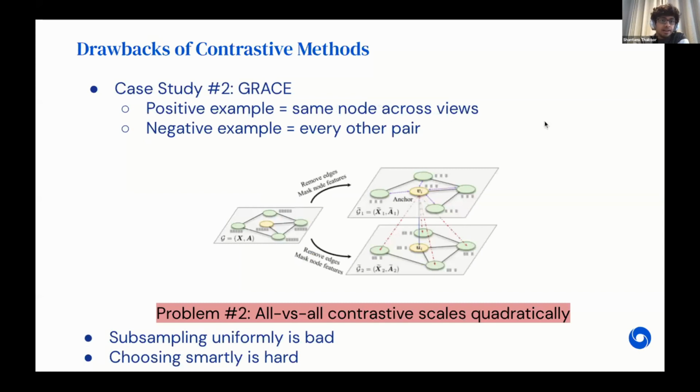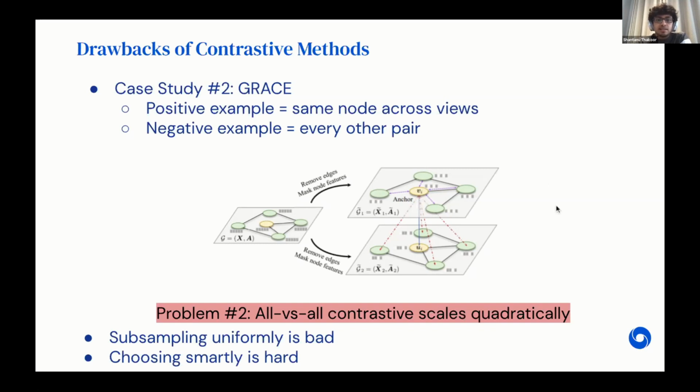After that, there was a method called GRACE, which is still contrastive, but on the node level rather than the graph level. That is, it starts with a single graph, then it forms two augmentations or two different views of this graph. Both of these are semantically similar to the original graph, so we never want to construct a dissimilar object. Positive examples are each node across the two different views, so the same node in the two different augmentations. And the negative examples are every other pair of nodes. This is great because it gets rid of the problem of having to construct a negative graph.